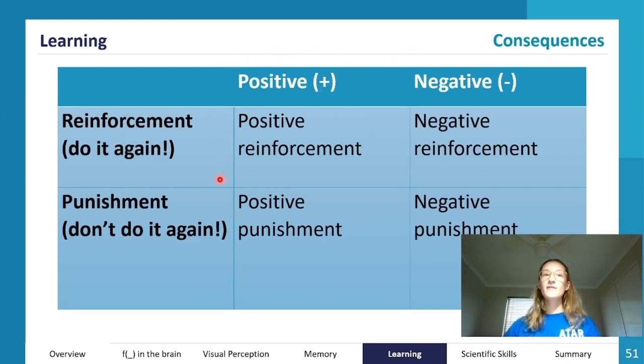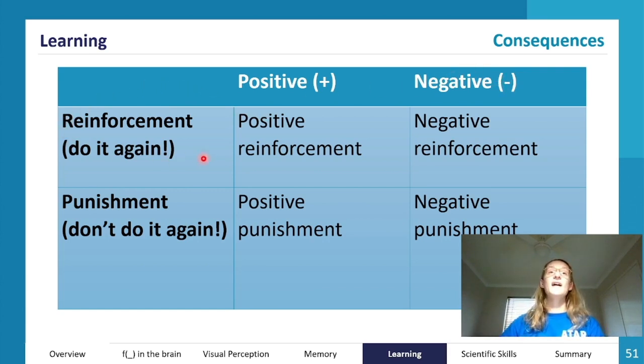So positive, in the case of both reinforcement and punishment, means that something is added. A stimulus or a consequence is added. And our negative means a stimulus is taken away. So our positive, yes, exactly, think plus, something is added, and our negative, something is taken away to shape the behavior in the desired way.